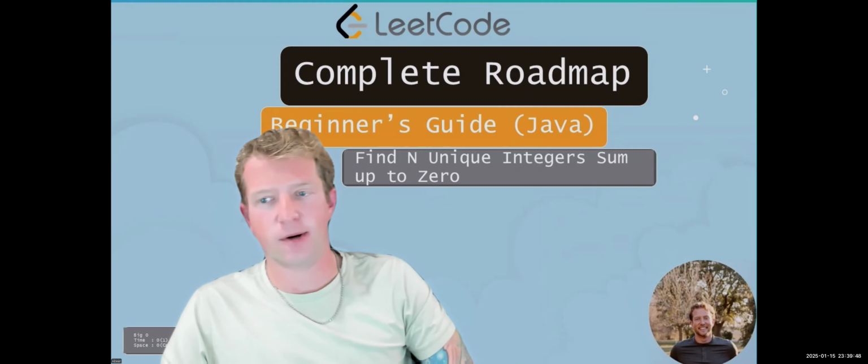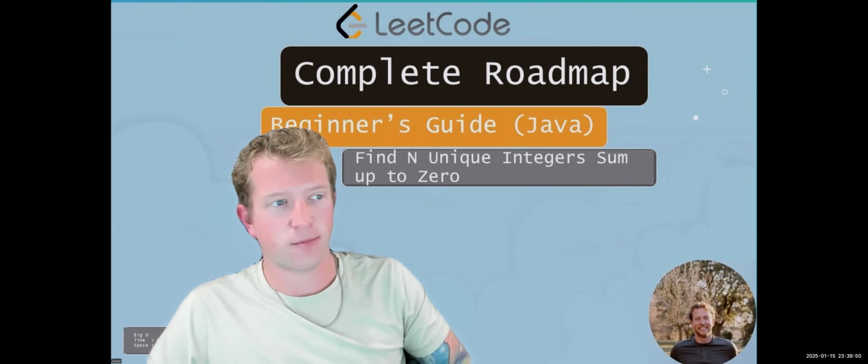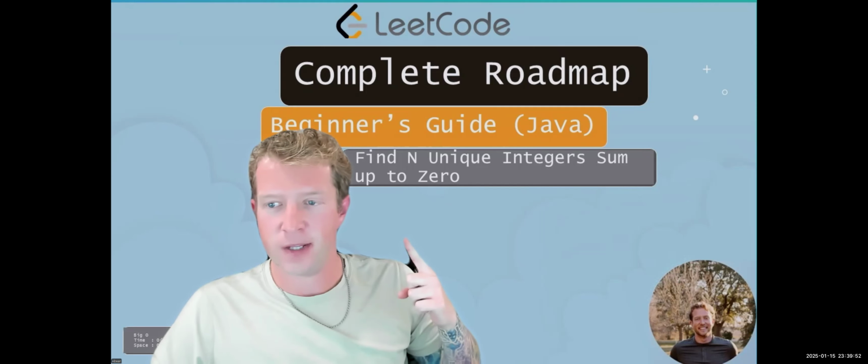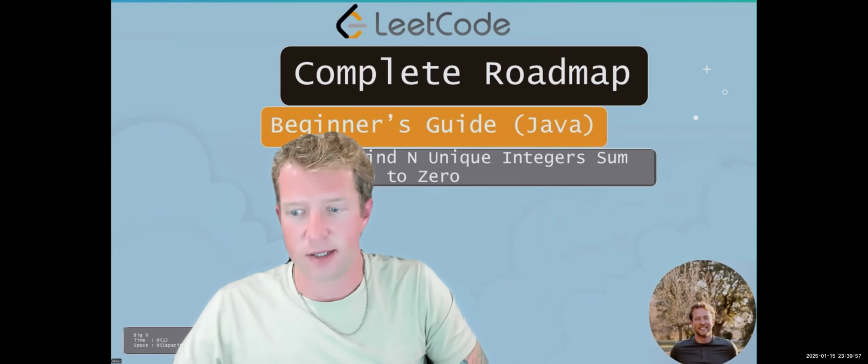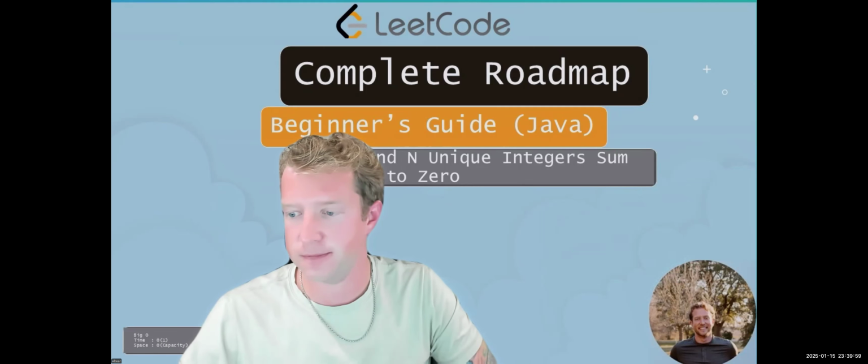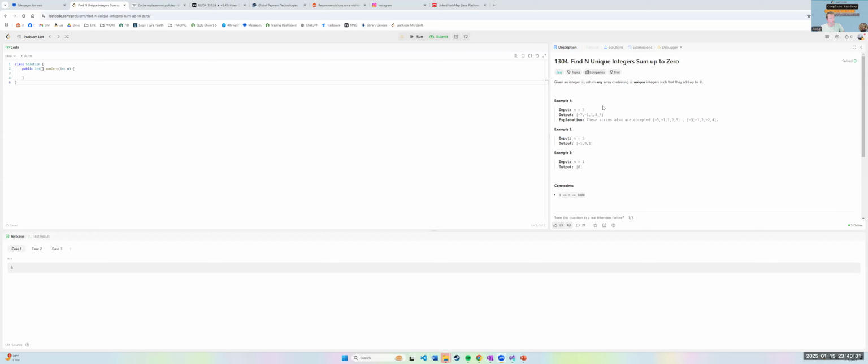Welcome. Today we're going to be working on an easy one. Problem 1304. Find n unique integers that sum up to 0. So let's get started. Go over the problem like always, and we'll see what's happening.